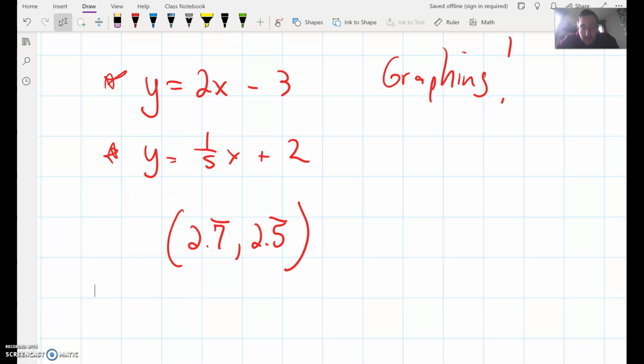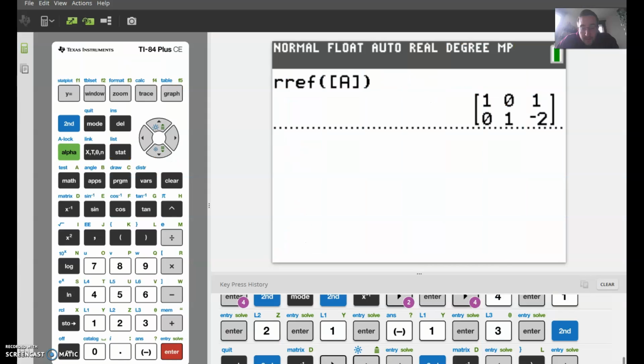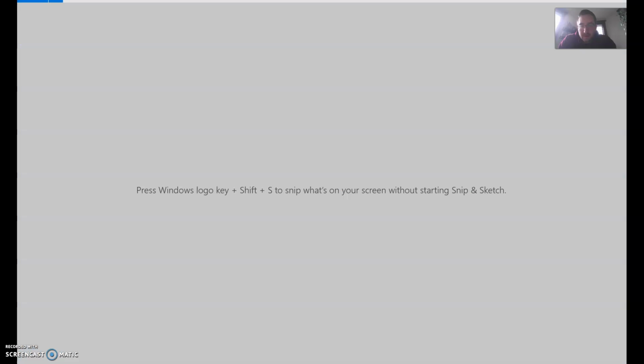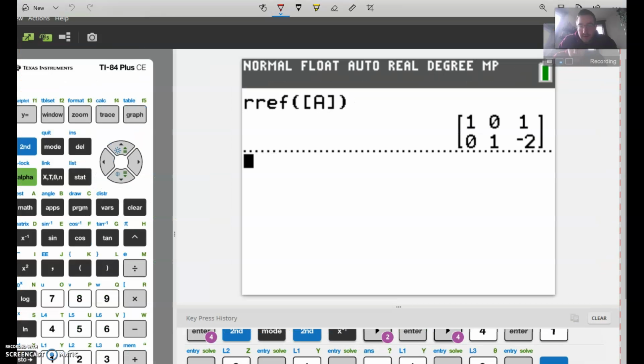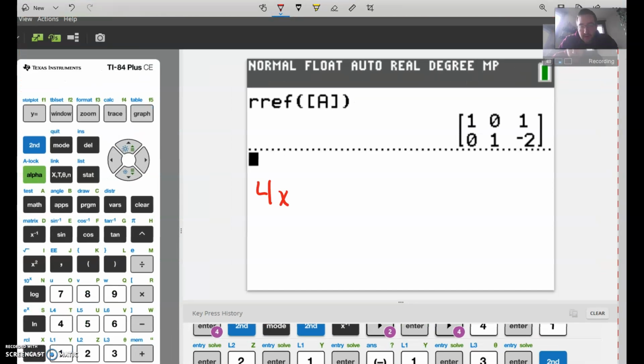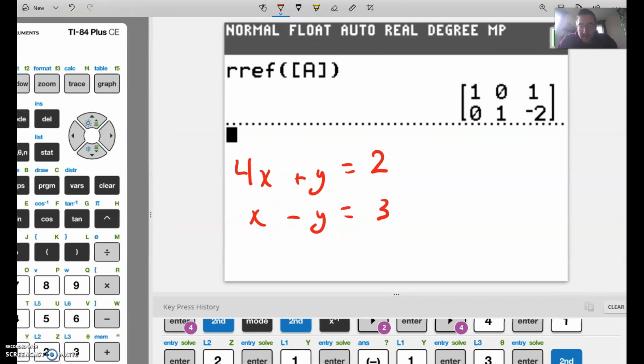So we started with this. The equations were 4x plus y equals 2, x minus y equals 3. We used our calculator and we got x equals 1 and y equals -2.